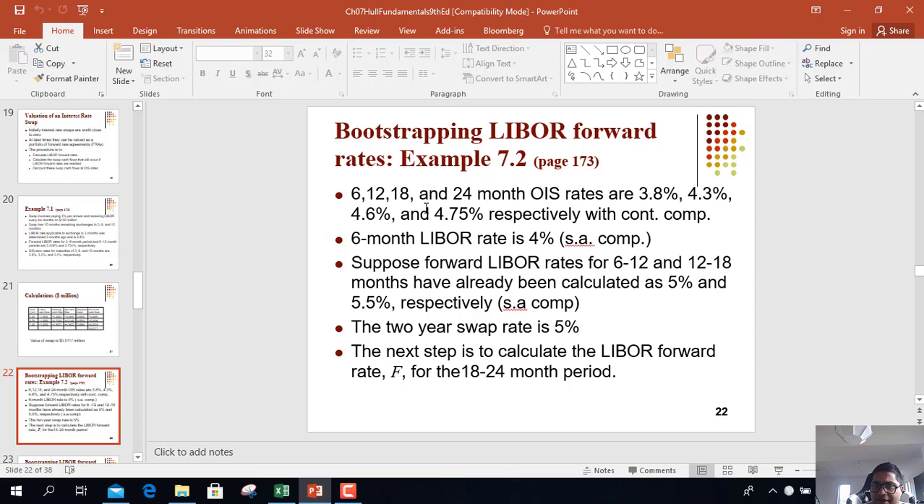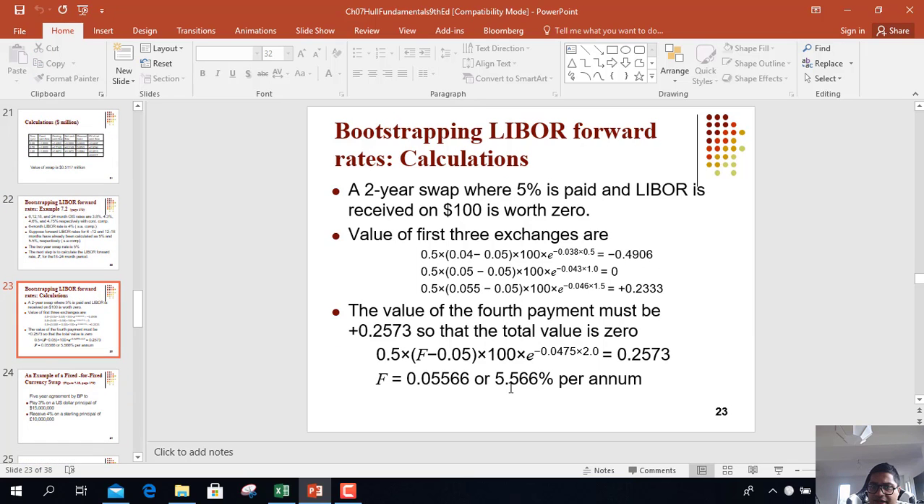Okay, so bootstrapping. The 6, 12, 18 and 24 months OIS rates are 3.8, 4.3, 4.6, 4.75. The 6 months LIBOR rate is 4%. Suppose the forward LIBOR rates for 6 to 12 and 12 to 18 months have already been computed as 5 and 5.5. And a 2-year swap rate is known. So you can calculate the LIBOR forward for the 18 to 24 months period.